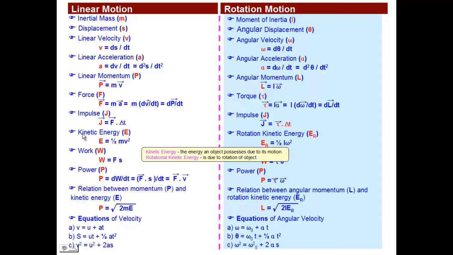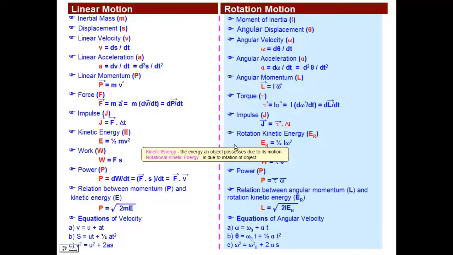Now next is kinetic energy. In linear motion we have the kinetic energy, so E equals half m v square. This is the formula of kinetic energy. So what is the kinetic energy? The energy an object possesses due to its motion. When an object is in motion, we have the kinetic energy.